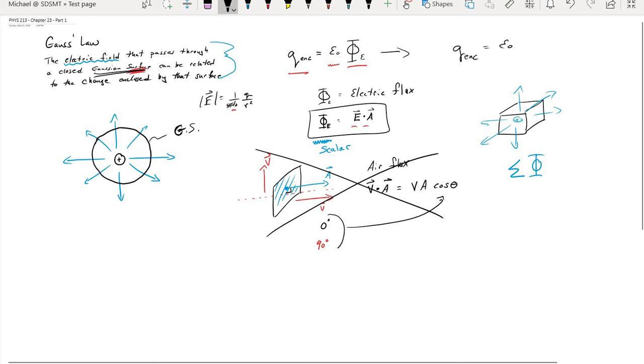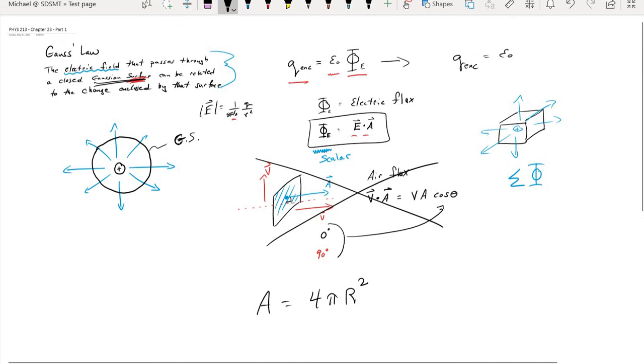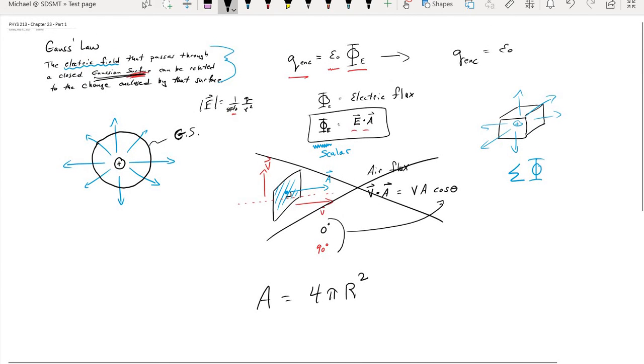The area of a sphere, well, we can look that up. That's not a big deal. Area of a sphere is 4 pi r squared. But what direction does the area of the sphere point? With the cube, it's not that big of a deal. We just look at the direction that each face is pointing and we call it good.